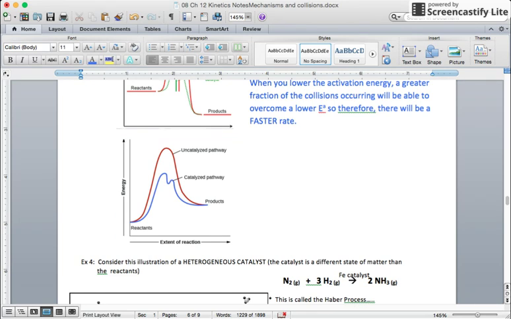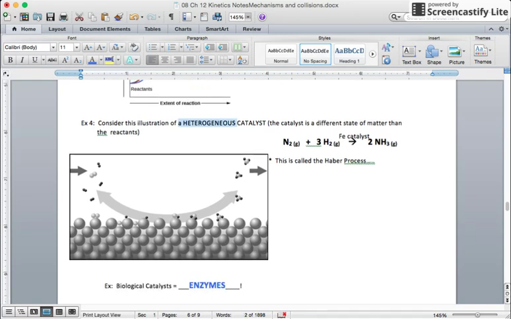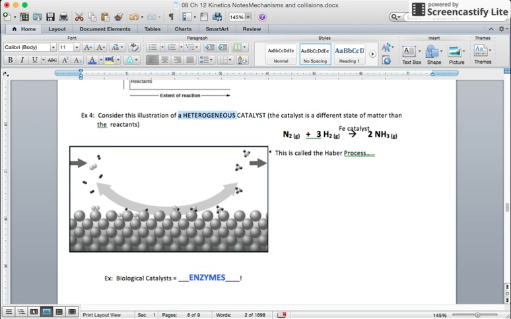Okay, so let's see. So there's different types of catalysts. One that we want you to be familiar with is heterogeneous versus homogeneous catalysis. So heterogeneous just means that the catalyst and the reactants that are involved are in different states of matter. So this is a real famous important process called the Haber process. And basically this is how we make ammonia, which is used in fertilizers and real common.